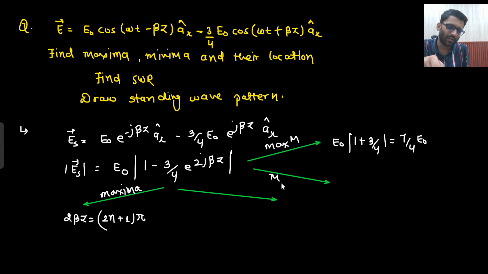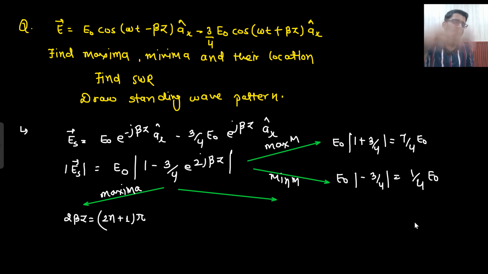And what about minima? This can give me plus 1. So 1 minus 3 by 4, that would be my minima, which is 1 by 4 E naught. So here also the standing wave ratio is 7. What is your standing wave ratio here? Maxima by minima, that is again 7. Now we need to find out the location, and from here we got the location as well.